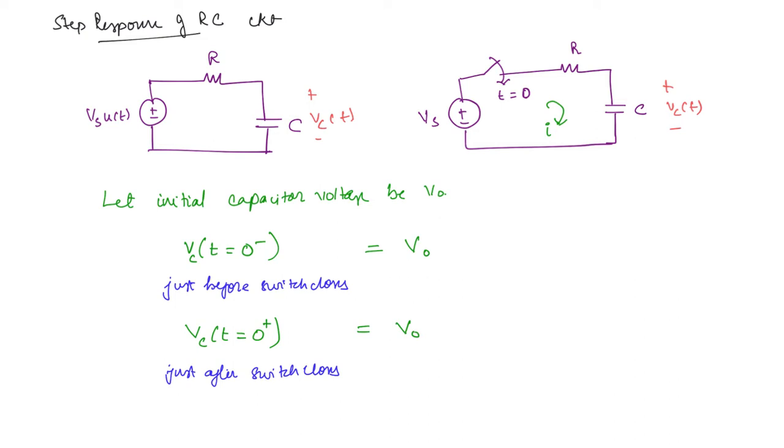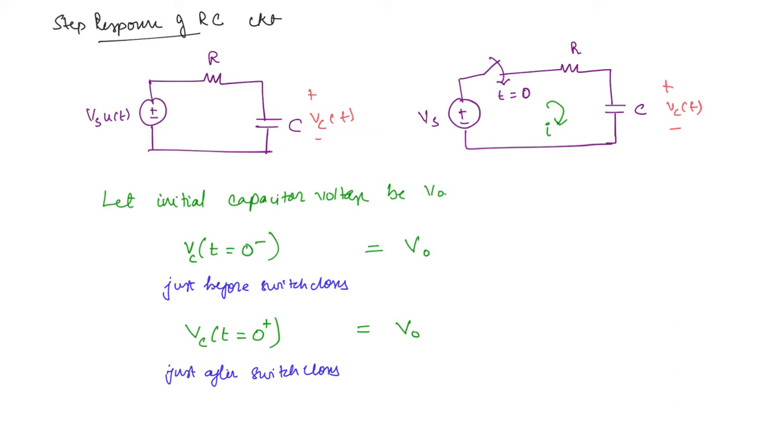This is the biggest funda in transients. You need to equate the capacitor voltage just before the switch closes to just after the switch closes. They are both going to be the same, okay, because the voltage across a capacitor cannot change instantaneously.